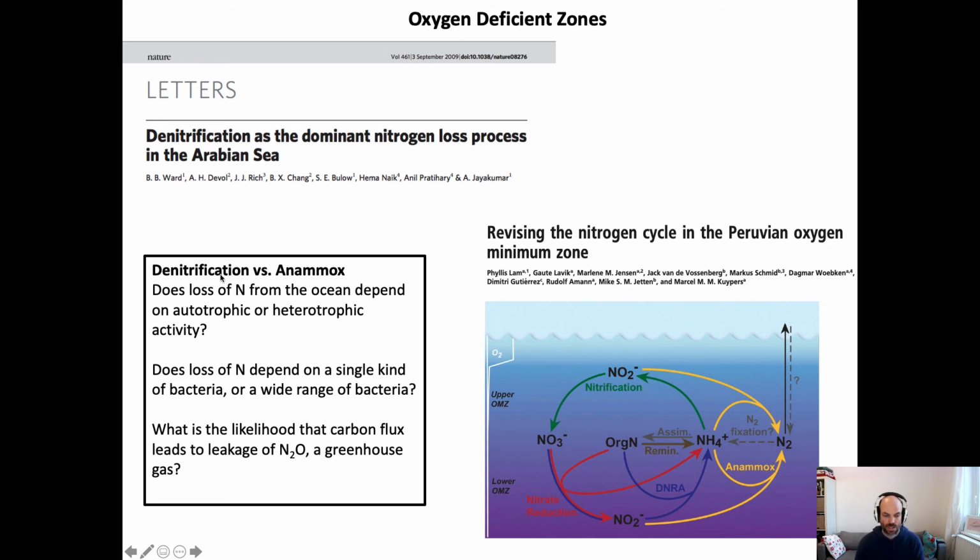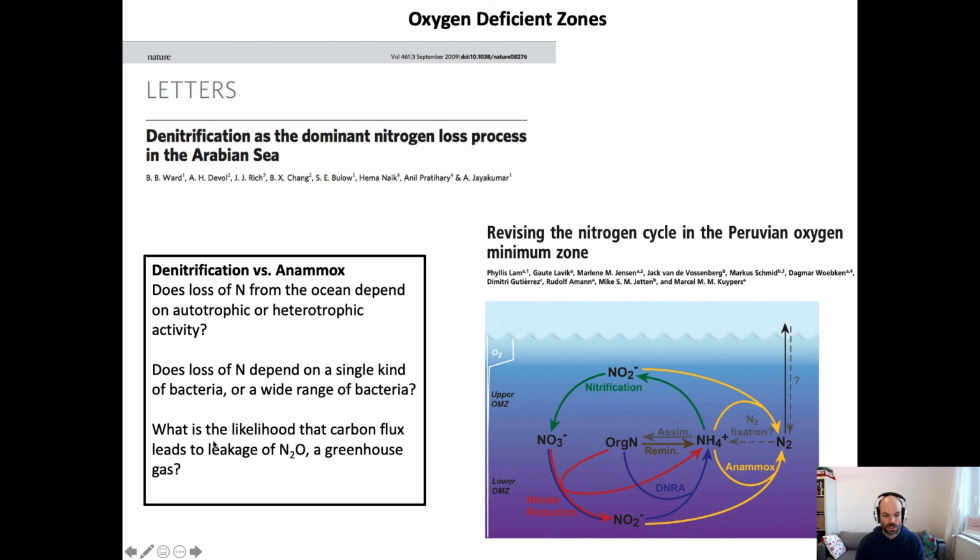Because denitrification is heterotrophic and anammox is autotrophic. That's a pretty big difference. Also, do we think that the loss of nitrogen depends on a single kind of bacteria, these weird anammox bacteria and the Planctomycetes? Or does nitrogen removal happen basically no matter what the ecosystem looks like, because lots of different kinds of bacteria can do denitrification, whereas only one specific group of bacteria can do anammox?